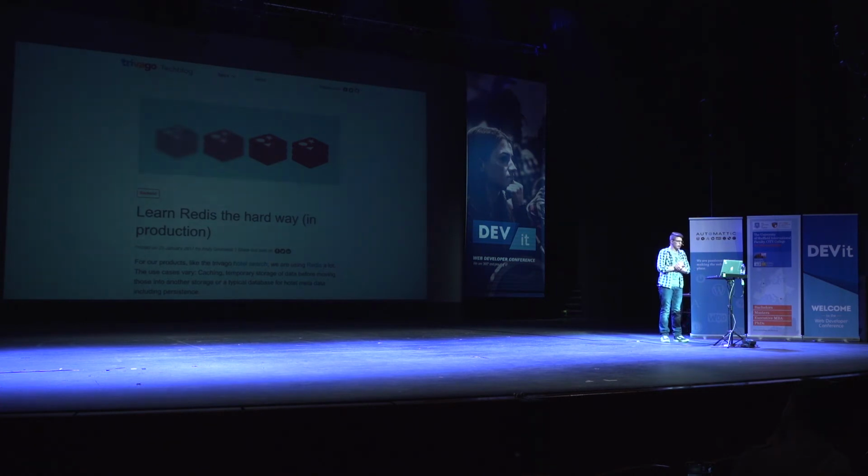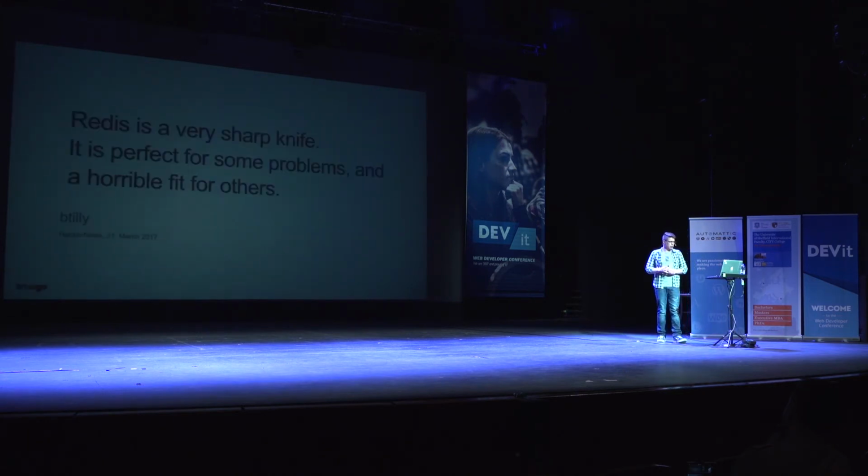And we were kind of lucky because in March, someone posted it on Hacker News. It was on the front page for a few hours, and a few comments came along. Someone named B. Tilly said, Redis is a very sharp knife. It is perfect for some problems and a horrible fit for others.